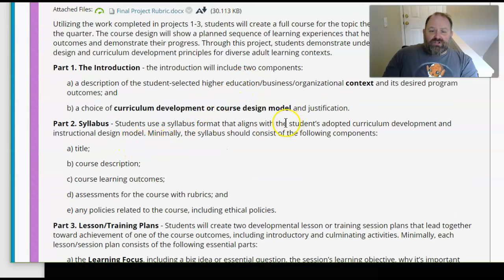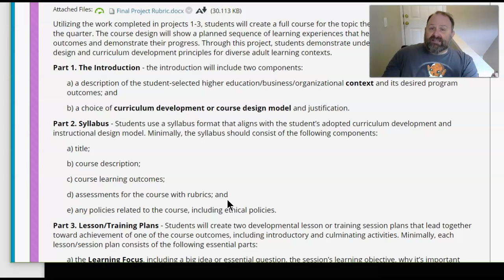Now, a syllabus, you can look at the syllabus from this class and see the kind of things that are included in the syllabus. Typically, you have the title, course description, course learning outcomes, assessments with rubrics, and then any policies, including ethical policies. You need an attendance policy. You need a policy about plagiarism. You need a policy about cheating. Any policy that you think is going to be important, you need to add that.